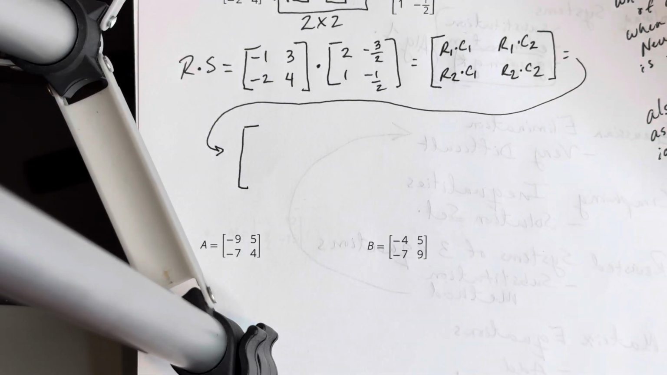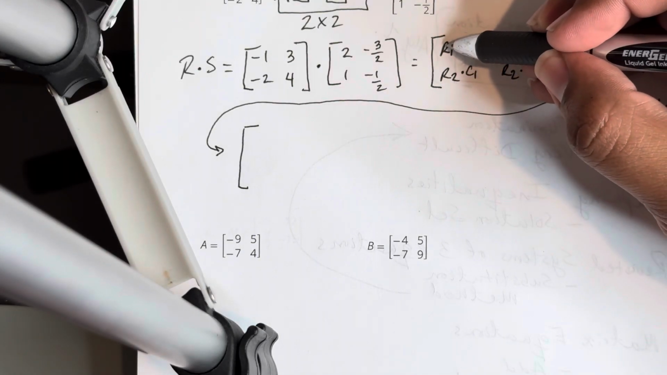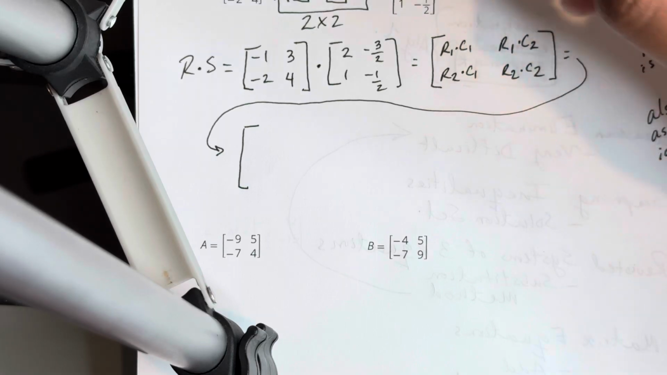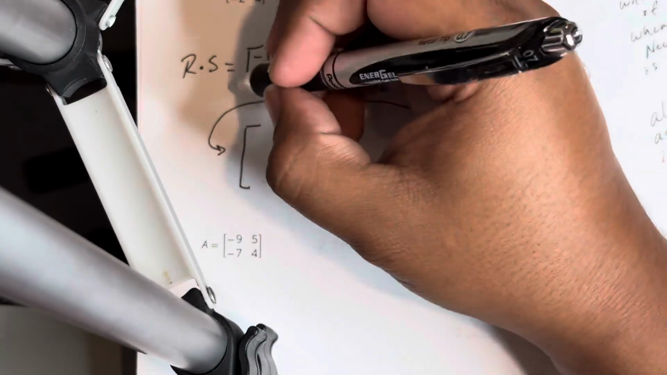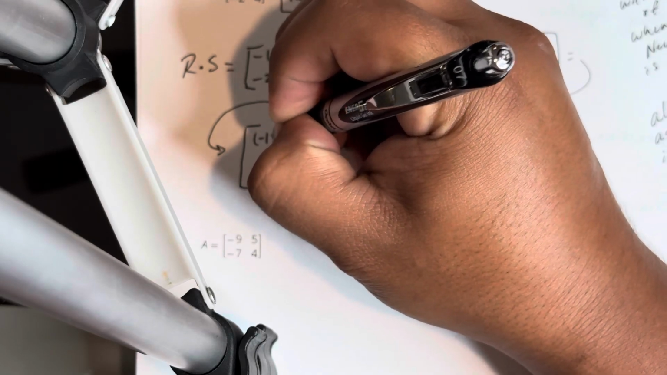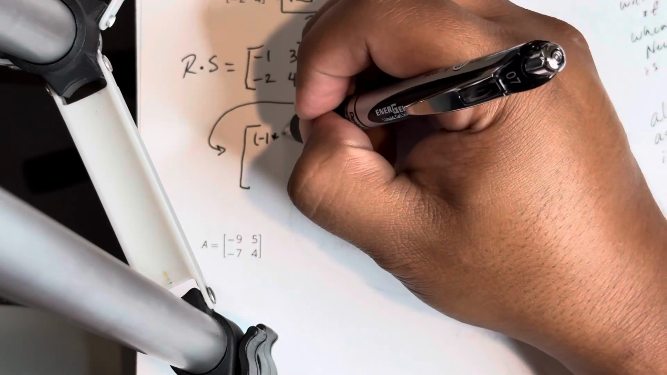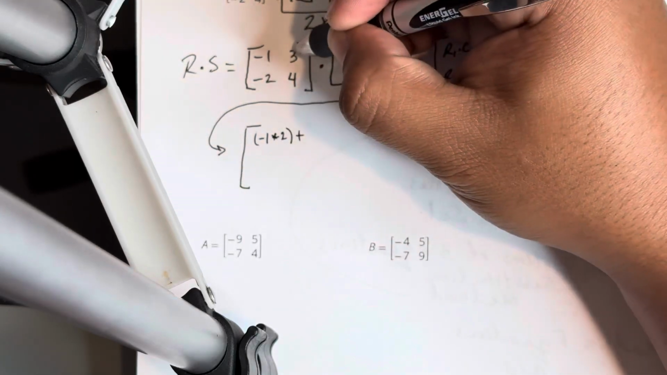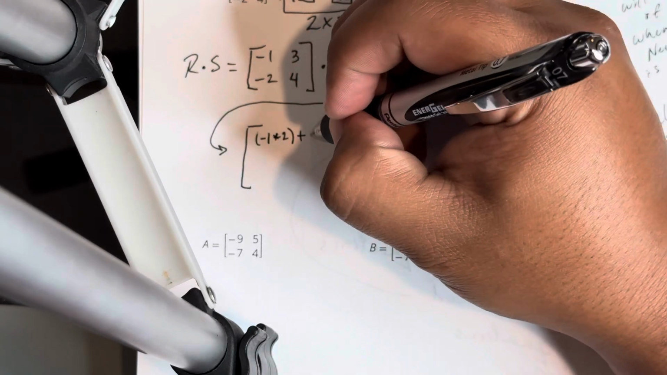This is going to be a little work. So I'm going to get row 1 times column 1. Row 1, so I have -1 times 2 plus 3 times 1.